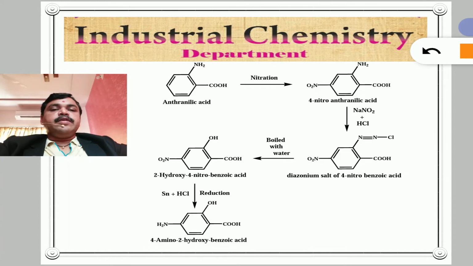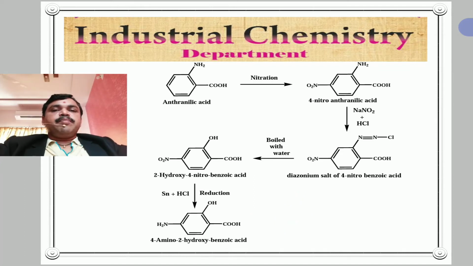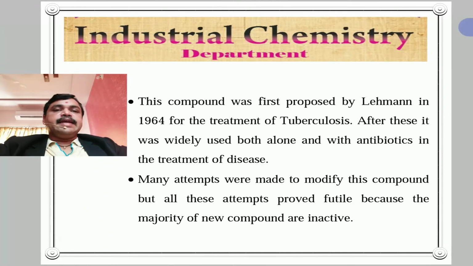This 4-amino 2-hydroxybenzoic acid is also known as para-amino salicylic acid, and in short we also say PAS. So this is the synthesis of para-amino salicylic acid from anthranilic acid. Now, the medicinal application of para-amino salicylic acid.